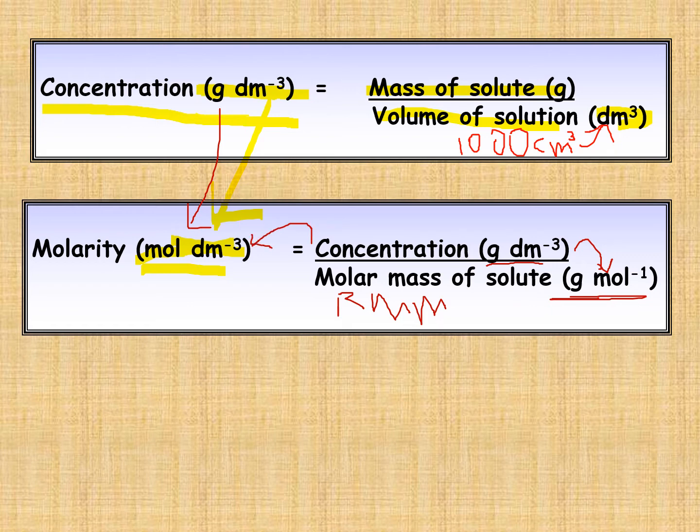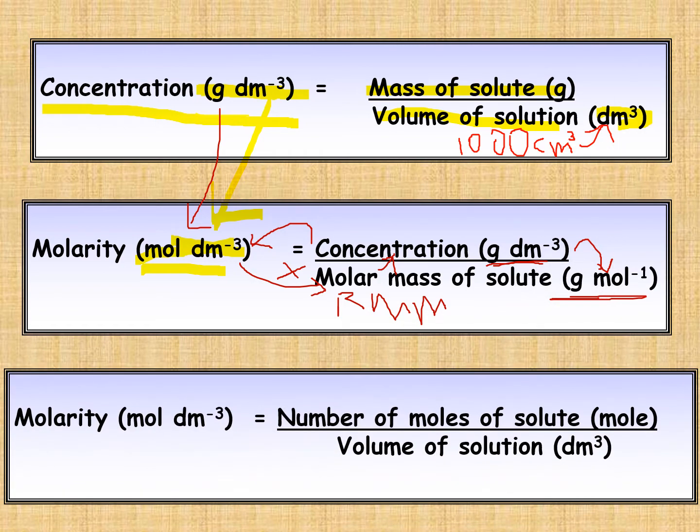Reversely, if you have mole per dm cube, and the question asks you to convert it into gram per dm cube, so what should you do? Yes, you just times it with the molar mass. Mole per dm cube times the molar mass, and you will get the concentration. It is the basic mathematical calculation.